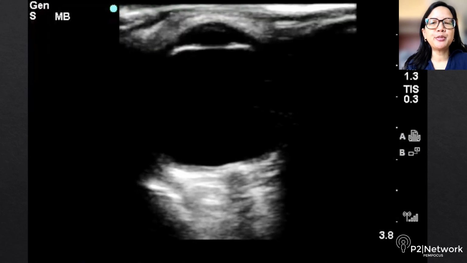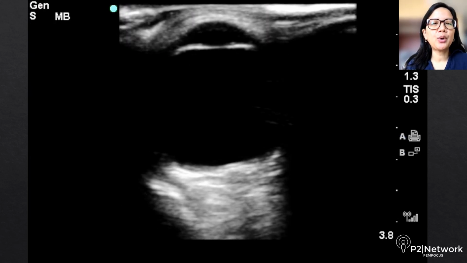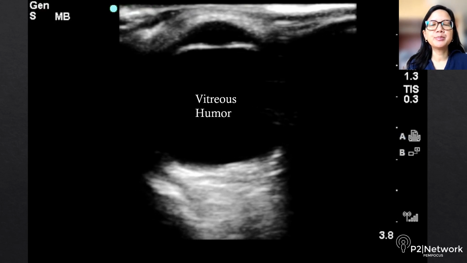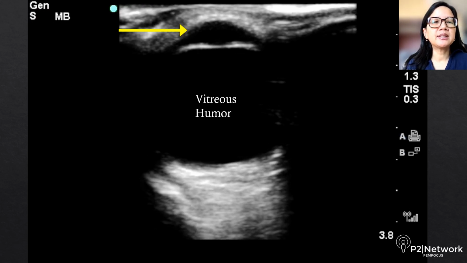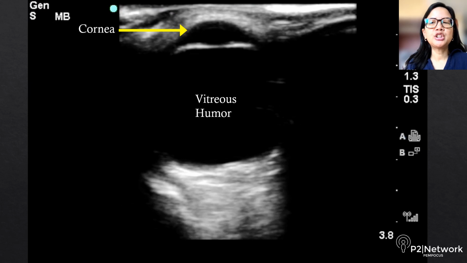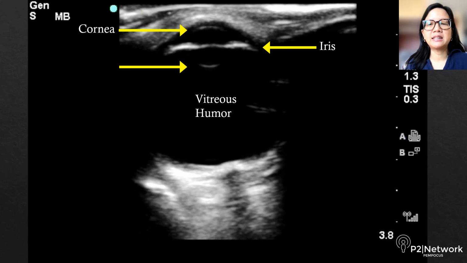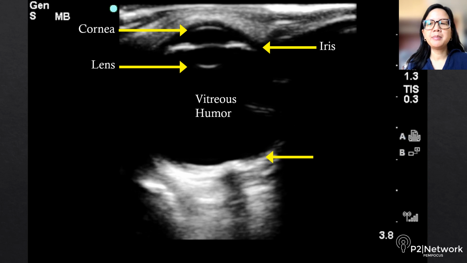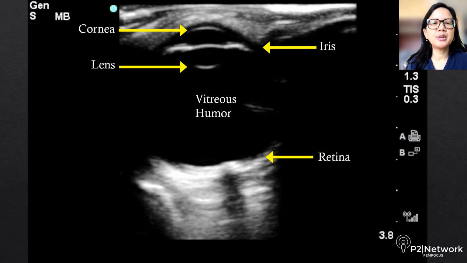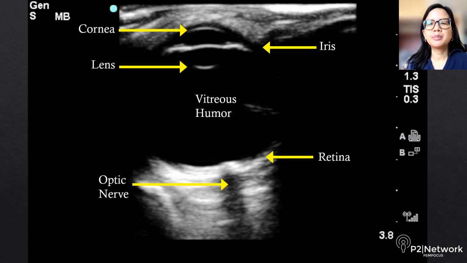This is a video clip from a patient with a normal globe. You can see here the globe is filled with anechoic or black vitreous humor. Anteriorly, you can see the patient's cornea. Just deep to that, you can see the patient's iris. And just deep to that, you can see the patient's lens. Posteriorly, you have the retina. And then entering the retina, you can see the optic nerve.